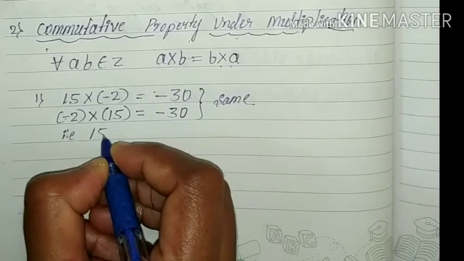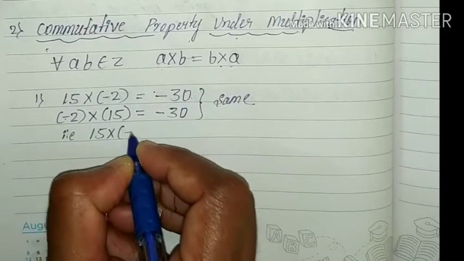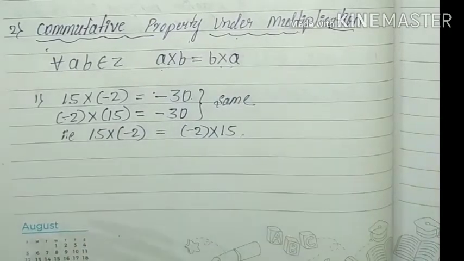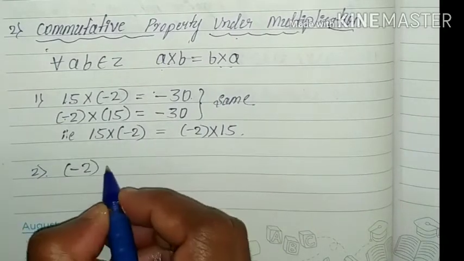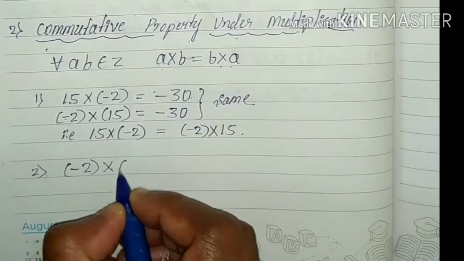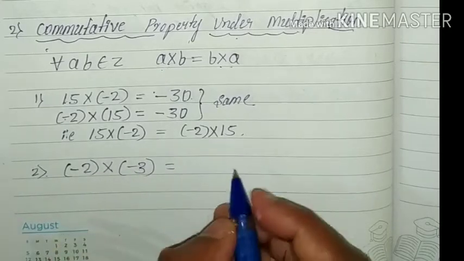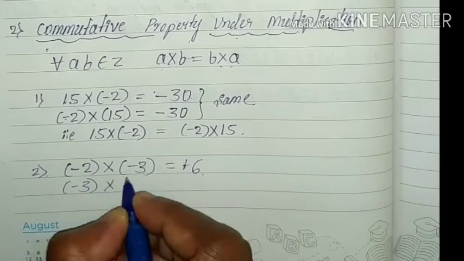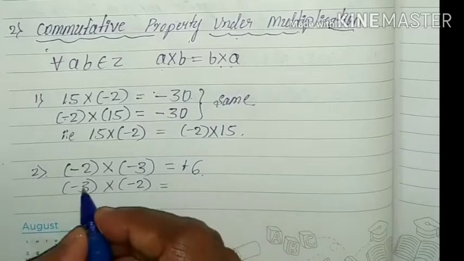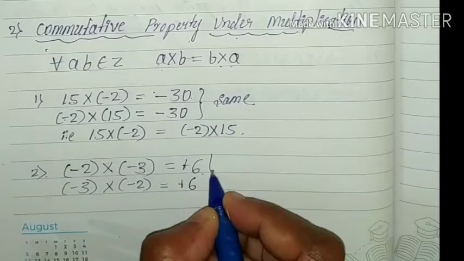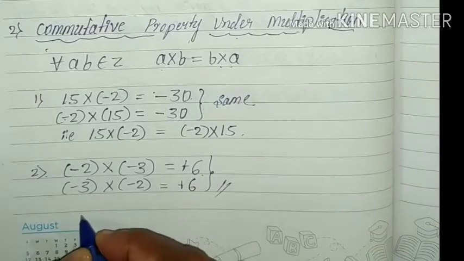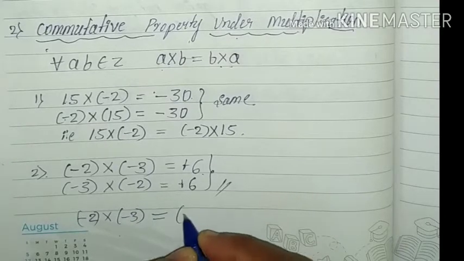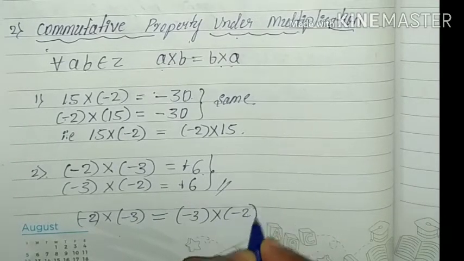That is, 15 into minus 2 is equal to minus 2 into 15. We'll take another example. Minus 2 into minus 3. 2 3s are 6, minus minus is plus, plus 6, and minus 3 into minus 2. 3 2s are 6, minus minus is plus, both are same. Therefore, minus 2 into minus 3 is equal to minus 3 into minus 2.